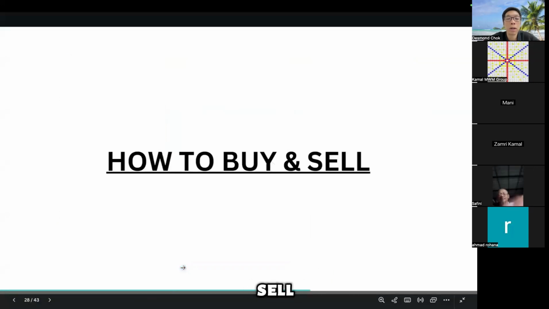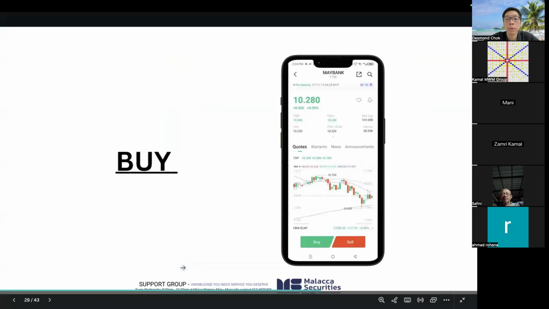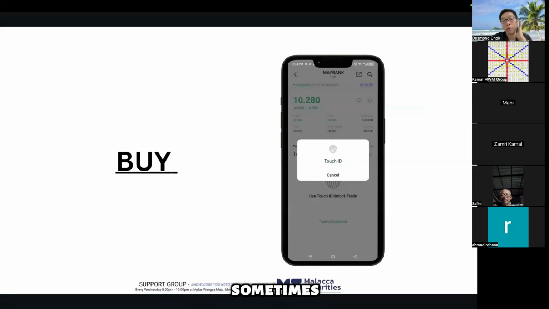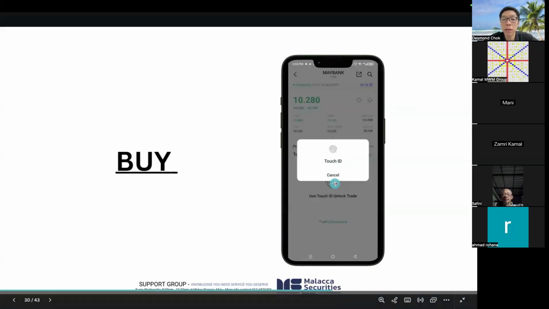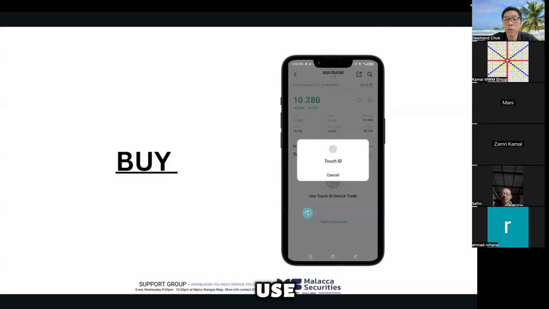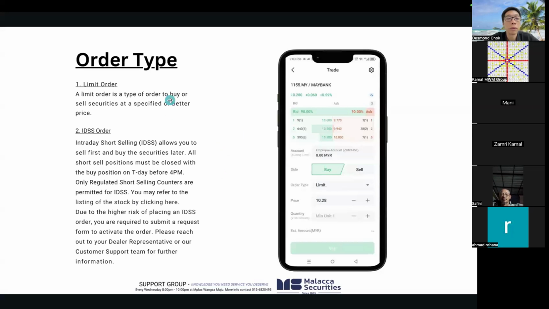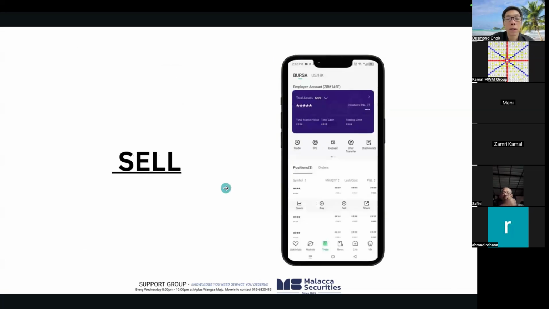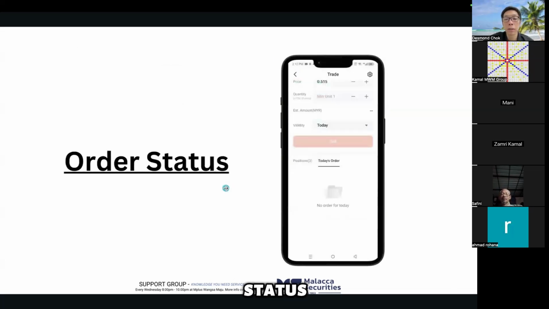Okay, how to buy and sell. Transaction I already mentioned. Buy. Sometimes it requires Touch ID, some use Face ID, or if not, you need to key in your trading pin. Limit order, IDSS order, I already explained just now. If not, you can contact me or ask your remisier.